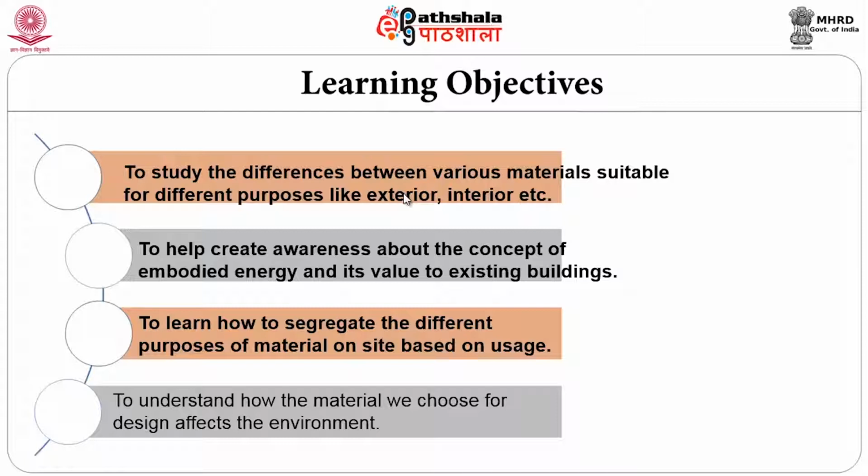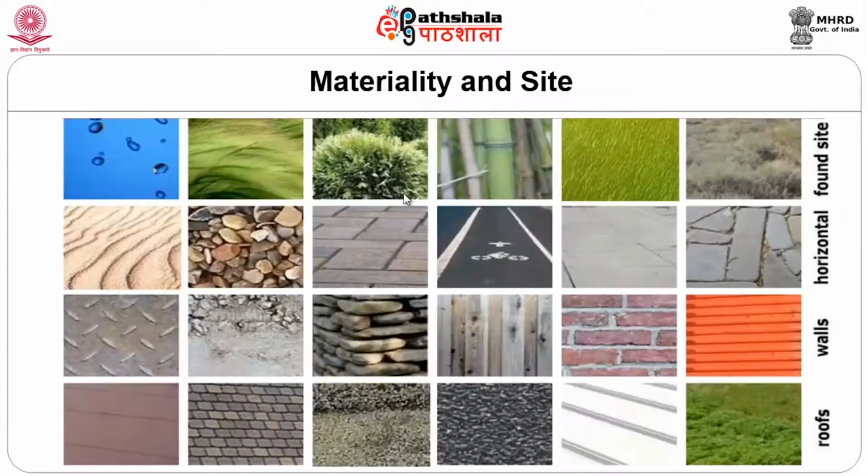We also want to understand how the material we choose for design affects the environment. So, if you look at the correlation between materiality and site, we have different components. We have the found site, that is, the site we have chosen to construct our building. Then we have horizontal, which is paving devices. Then we have walls and then roofs. So, this is like a graph that we have formulated.